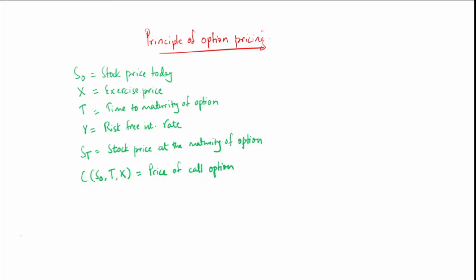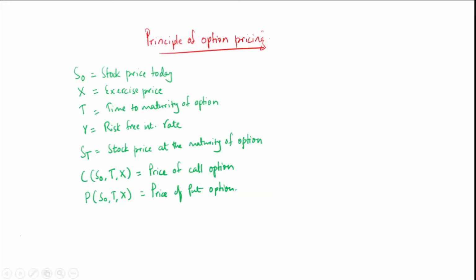If we need price of put option, then we'll write on this way: P S naught, T and X. Price of put option. So these are the basic notation for the option pricing that we'll be using in this video.